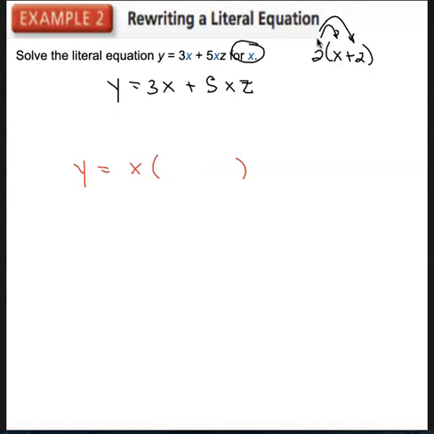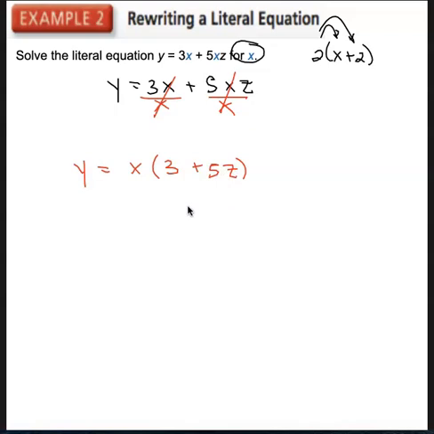Well, distributing is multiplying. What's the opposite of distributing, or opposite of multiplying? Dividing. So what I'm really doing is I'm dividing both these terms by x. I'm dividing out the x of these terms. If I divide the x out of the 3x, I'm left with 3. If I divide the x out of 5xz, I'm left with 5z. Beautiful. So now I have y equals x times the quantity of, I don't care what the quantity of is.